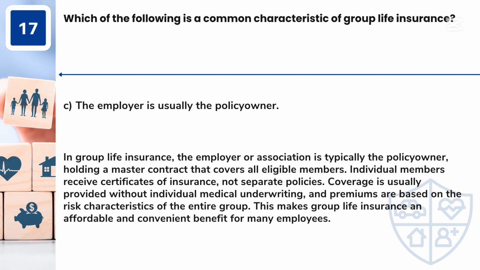In group life insurance, the employer or association is typically the policy owner, holding a master contract that covers all eligible members. Individual members receive certificates of insurance, not separate policies. Coverage is usually provided without individual medical underwriting, and premiums are based on the risk characteristics of the entire group. This makes group life insurance an affordable and convenient benefit for many employees.